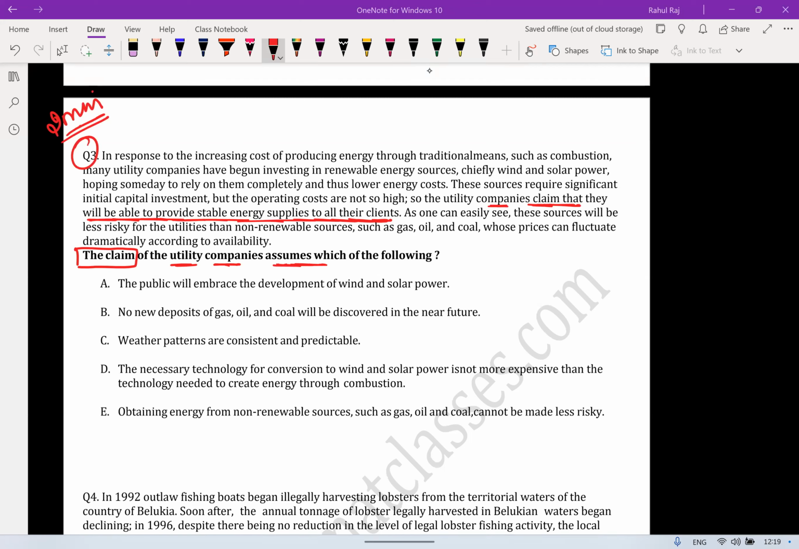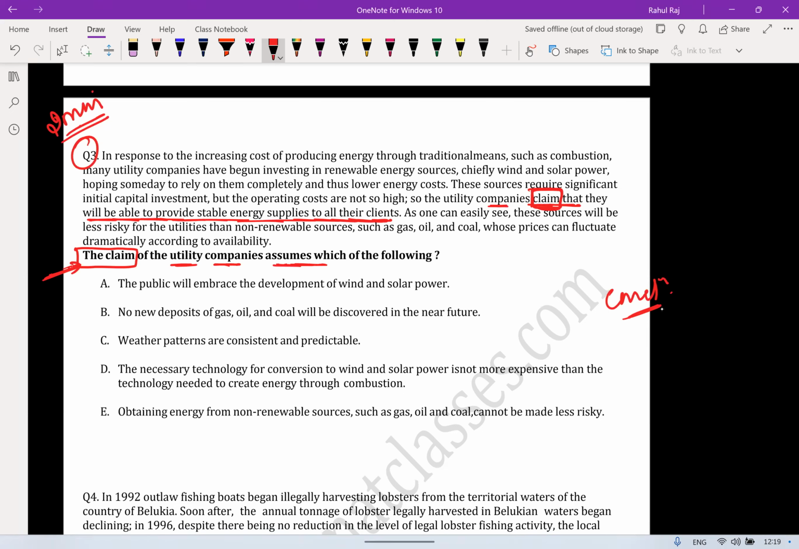What is the claim? The utility company claims that they'll be able to provide a stable source of energy to all their clients. Can't I say that this is the conclusion also of the argument, if anyone has any doubt in that aspect? You don't have to understand this is the conclusion, please understand. They have very clearly mentioned to you in the question.